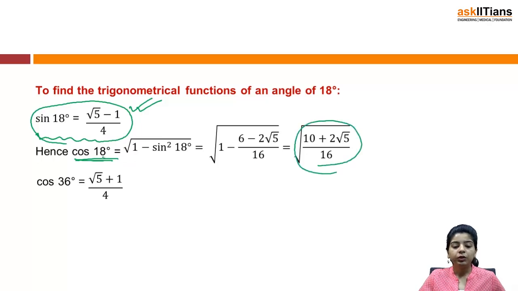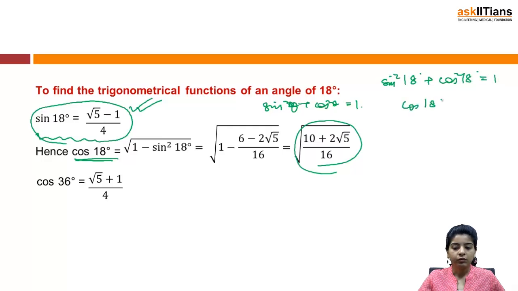Cos 18 degree would be equal to under root of 1 minus sine square 18 degree. You know the formula, sine square theta plus cos square theta is 1. So if I take theta to be 18 degree, I have sine square 18 plus cos square 18 is 1. So cos 18 would be under root of 1 minus sine square 18 degree, or the direct value if you want to learn is this.